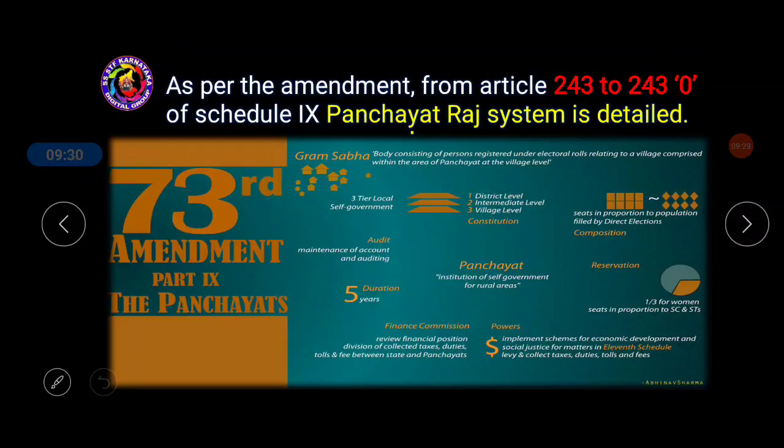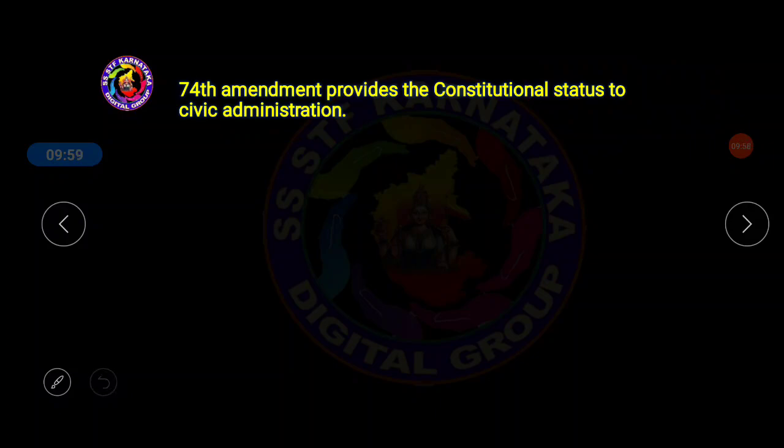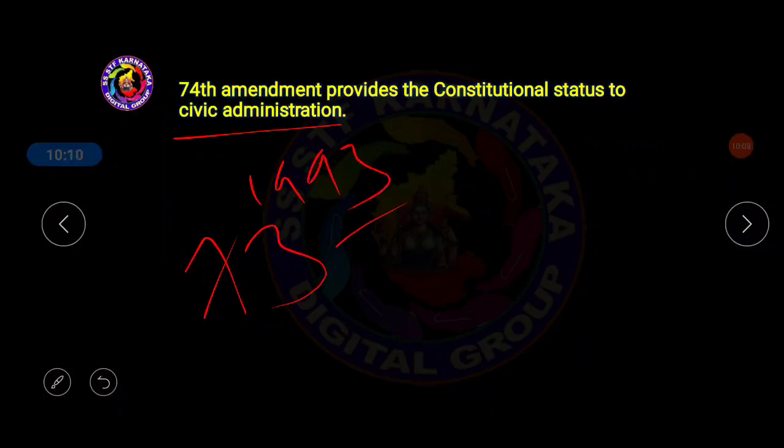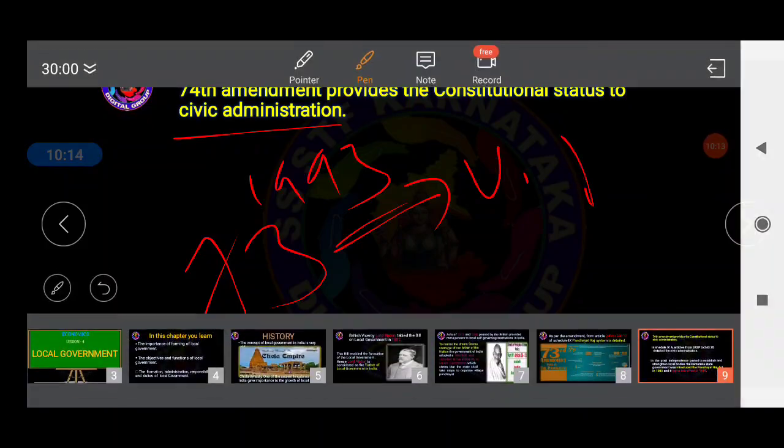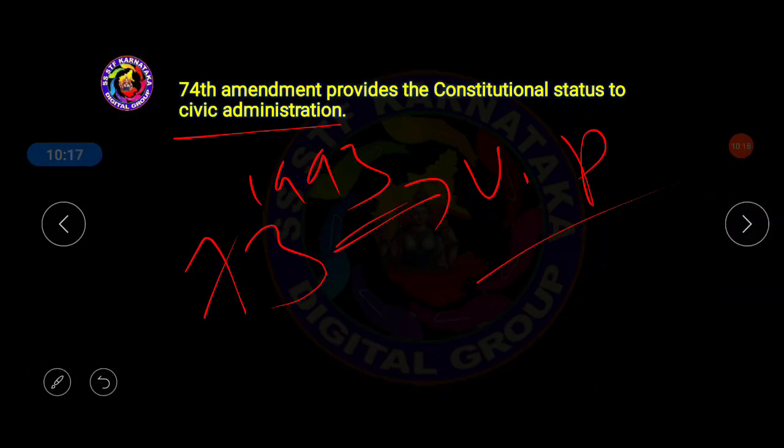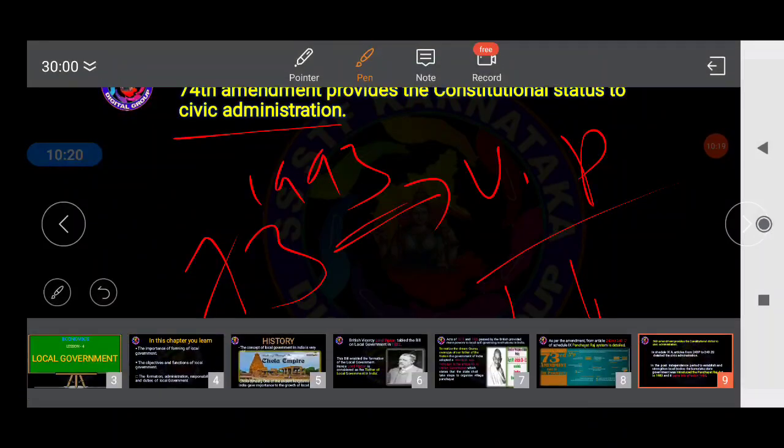Next one, here it is given, as per the amendment, from Article 243 to 243 clause O of the 9th Schedule, the Panchayat Raj system is detailed. So if you want to understand the Panchayat Raj system, Article 243 to 243 clause O explains it in detail. Next one, the 74th amendment provides for constitutional status to civil administration. The 73rd amendment, made in 1993, is related only to village panchayats, meaning gram panchayat, taluk panchayat and jilla panchayat.